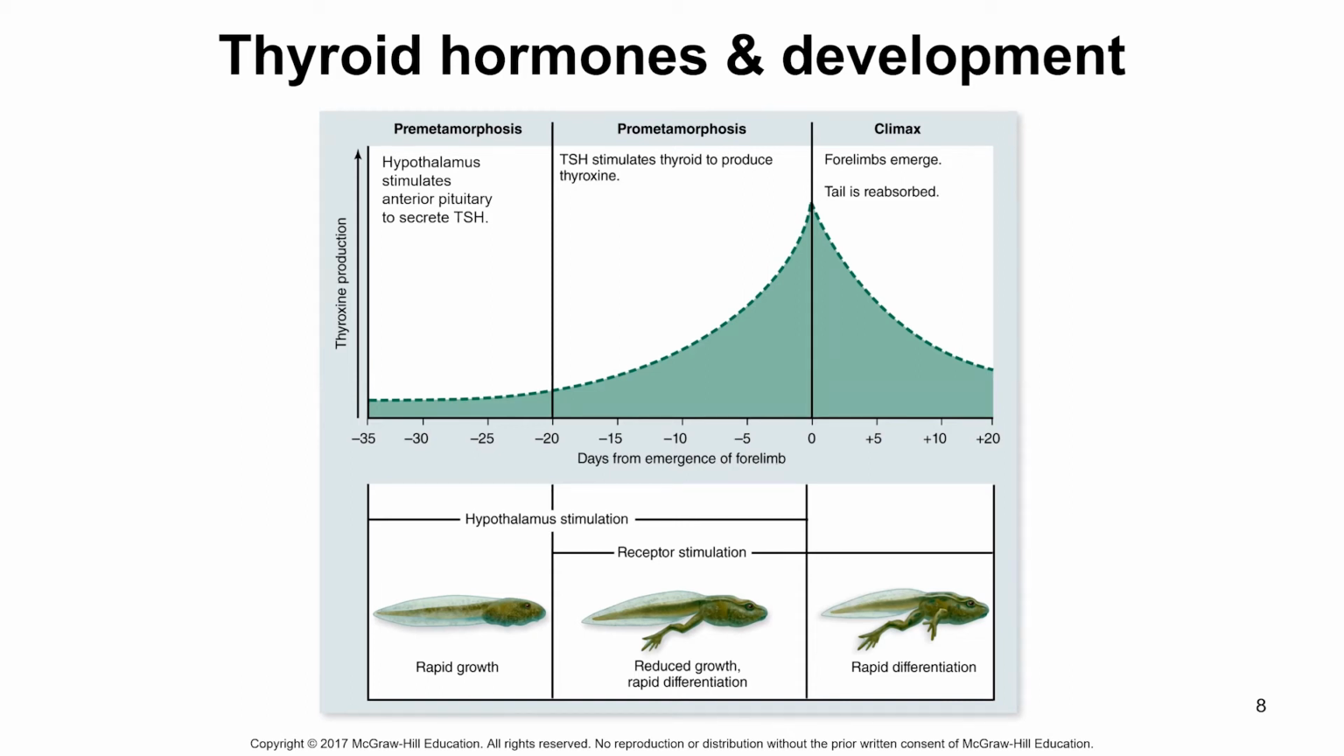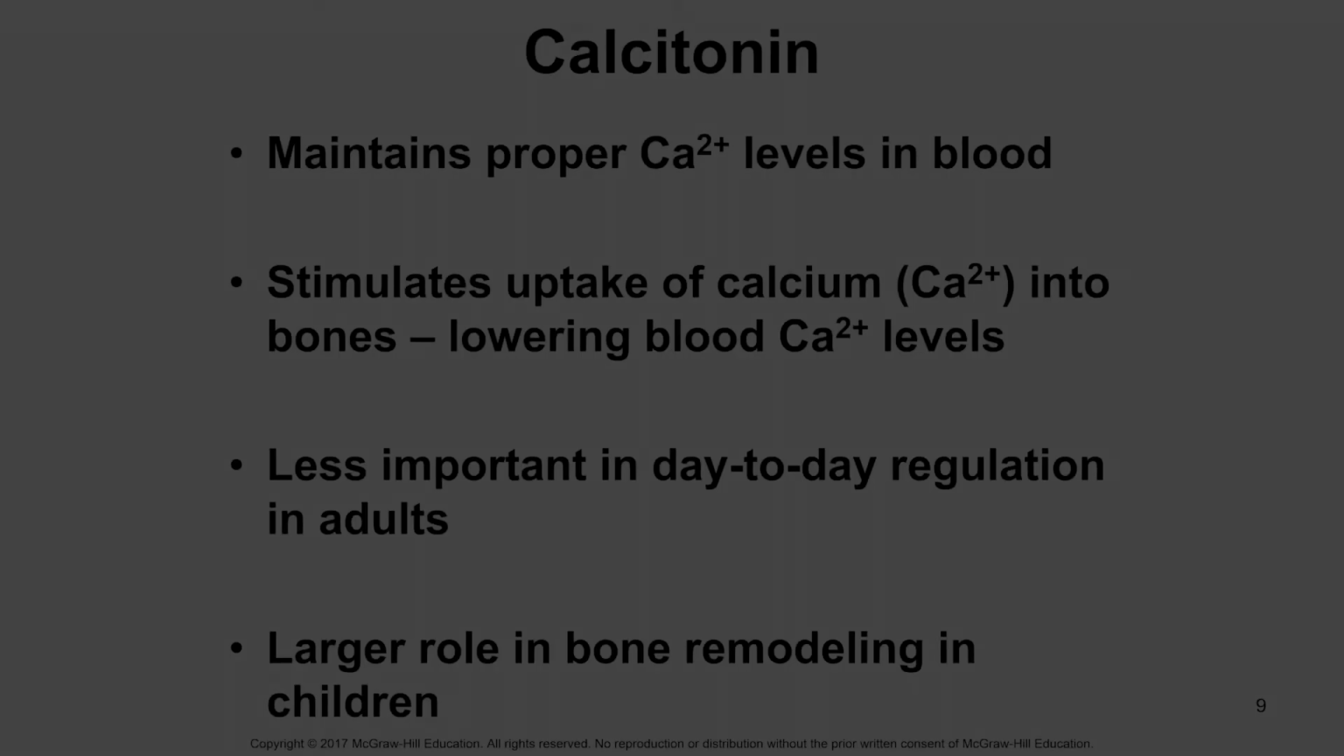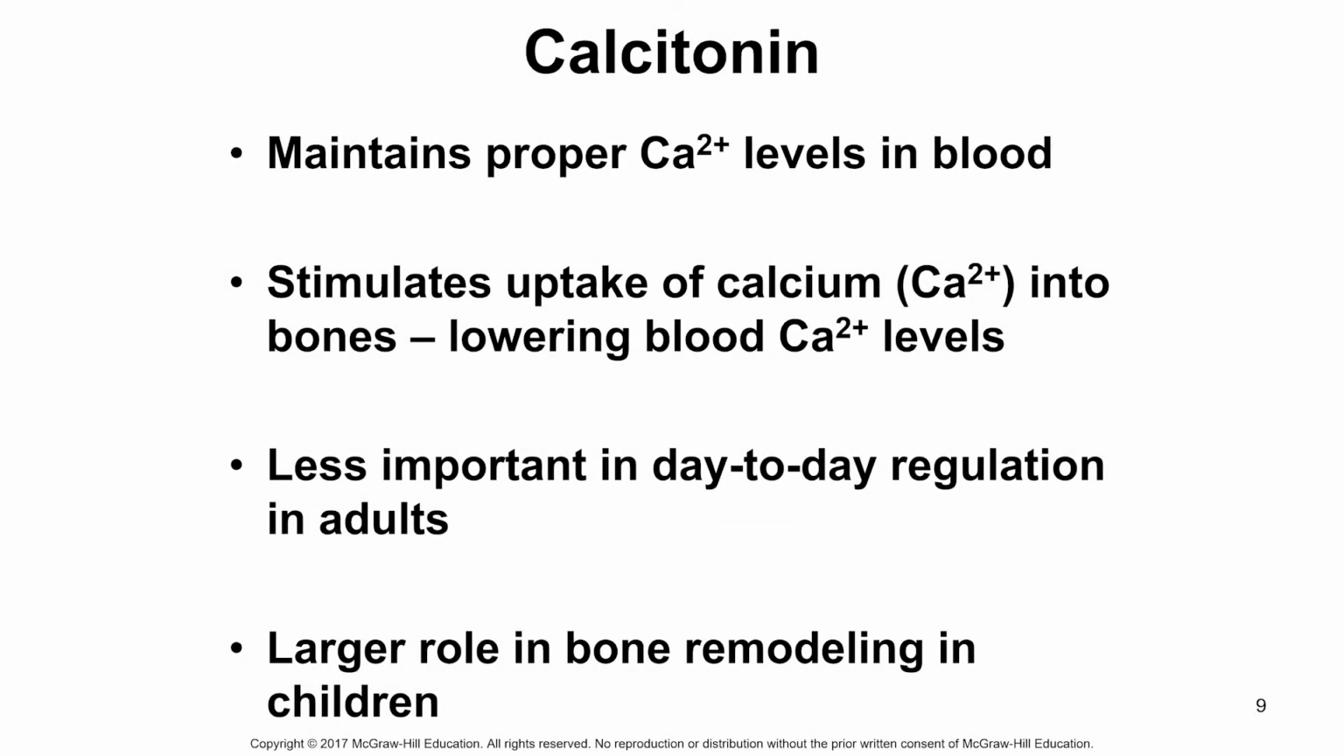When thyroxine binds the nuclear receptors in its target cells, it initiates the changes in gene expression necessary for metamorphosis. And thyroxine reaches its maximal level during metamorphosis, and at that point, forelimbs begin to form and the tail is reabsorbed. Now, calcitonin, which is also released by the thyroid, is involved in maintaining calcium levels in the blood.